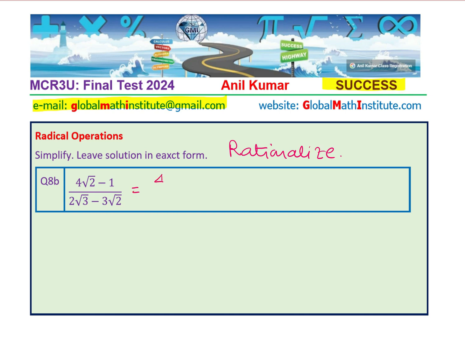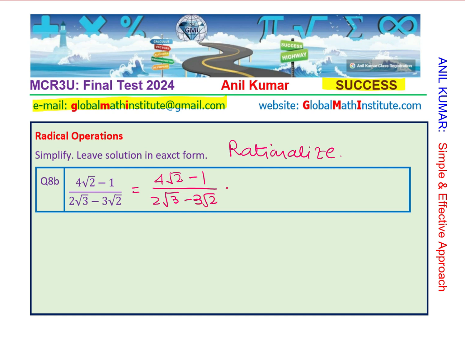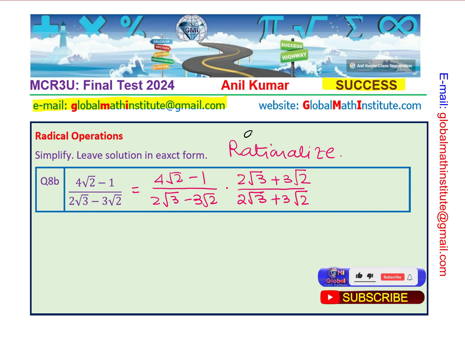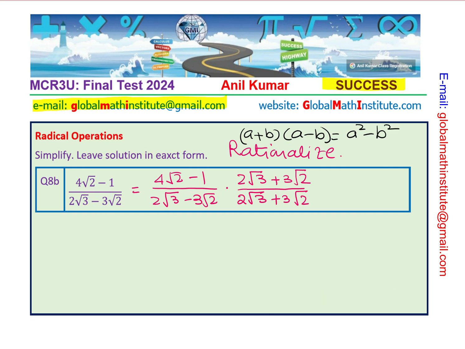So we can rewrite this as 4 square root 2 minus 1 over 2 square root 3 minus 3 square root 2. Multiply and divide by 2 square root 3 plus 3 square root 2. So that is the conjugate, right? Is that clear to you? Why did we do so? Because we know that a plus b times a minus b is basically a square minus b square. So the radical when squared will be a number which can be further worked with.